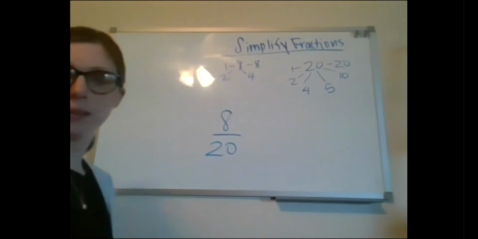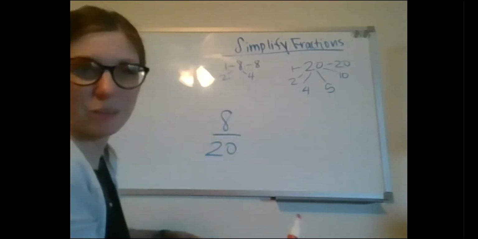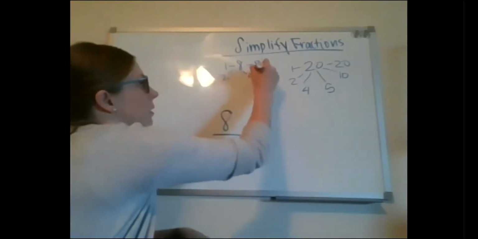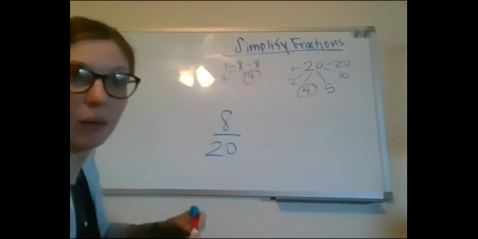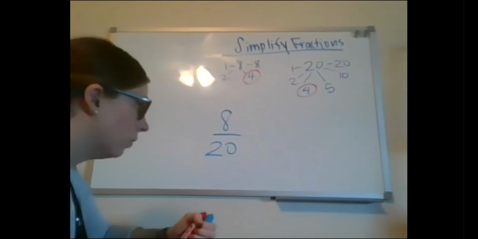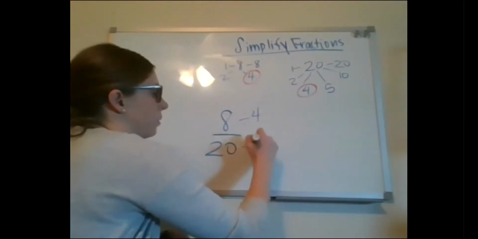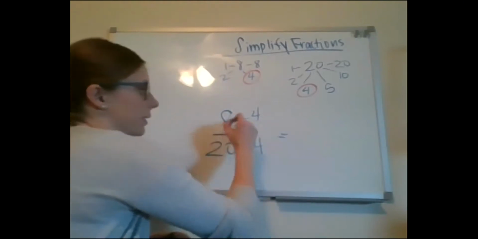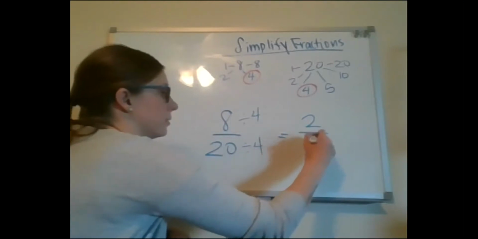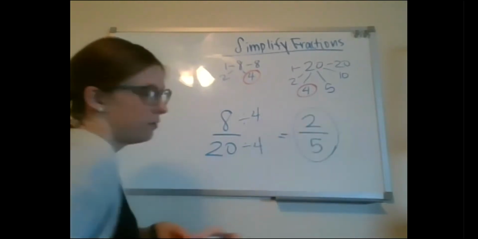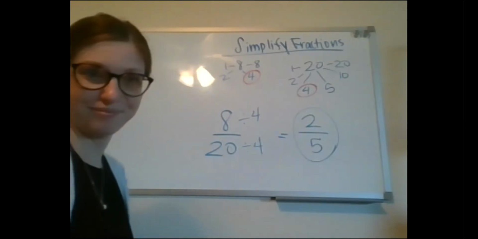So now if we look at this, the biggest number that's in both of these, again, I didn't plan it this way, it just happened, is 4, just like on the last example. Sorry about that. So our next step is we're going to divide both of these by 4. 8 divided by 4 is 2. 20 divided by 4 is 5. So our simplified fraction would be 2/5. Okay.